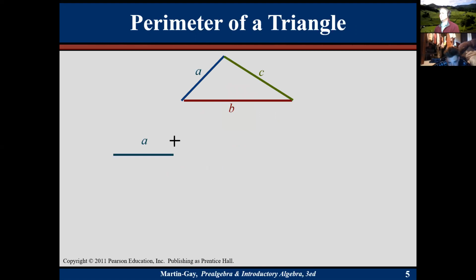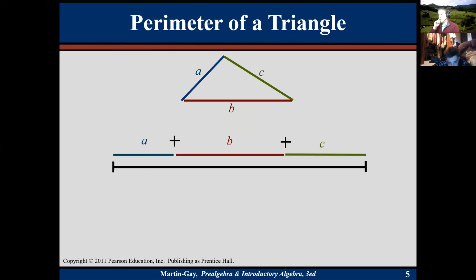The perimeter of a triangle is A plus B plus C, right? And so it's side A plus side B plus side C. That's the perimeter of a triangle.